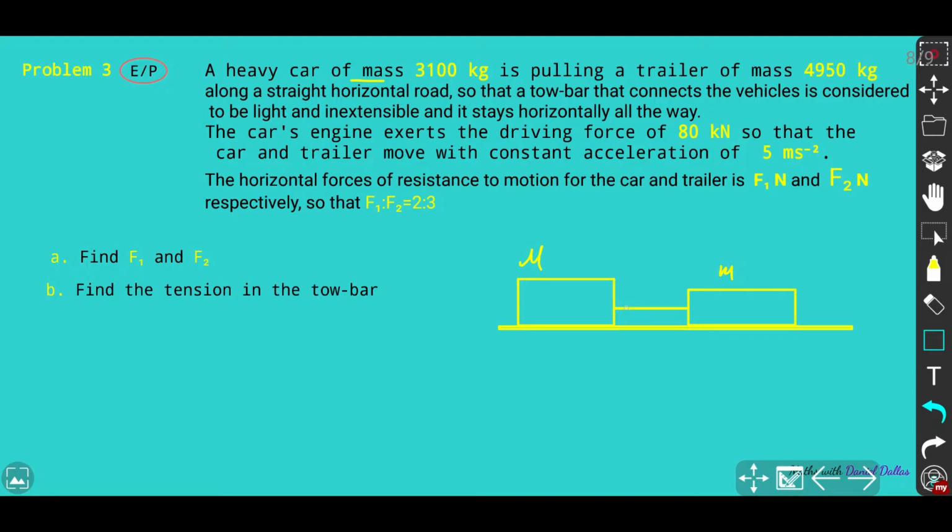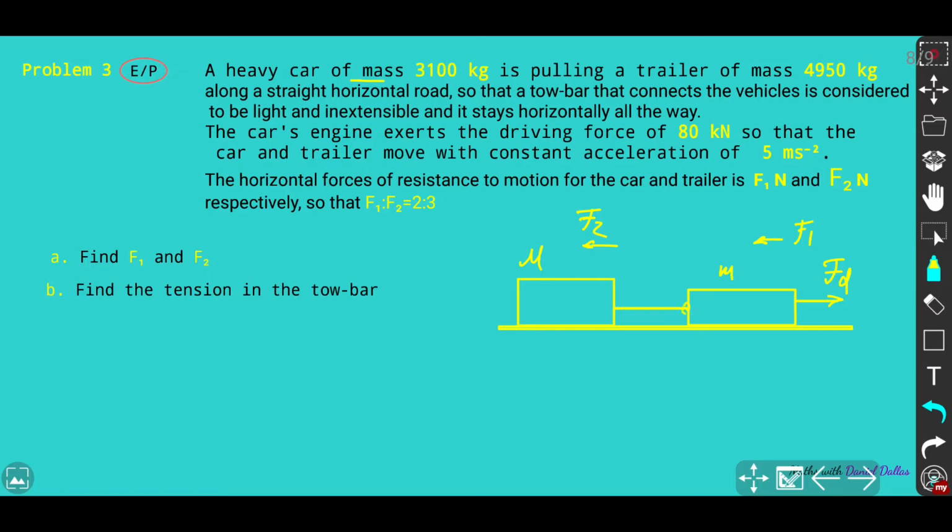Okay, so what we need to do, of course, is draw all the forces that act on it. And as you can see here, there is a driving force that the engine exerts, and that means it's to the right. So it's going to be a driving force here, Fd. There is also a resistant force which acts on each object here. Let it be F1 for the small one, for the car, and here is going to be F2 against the motion for the trailer.